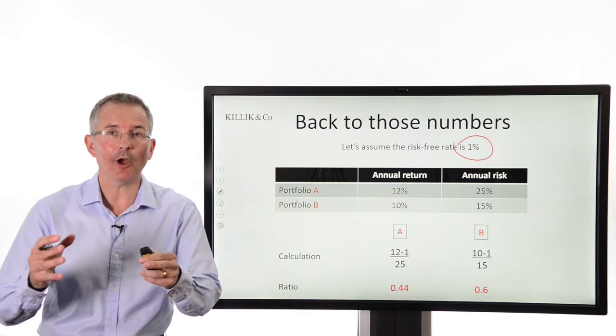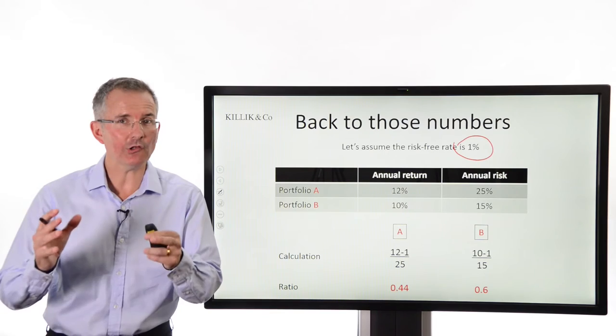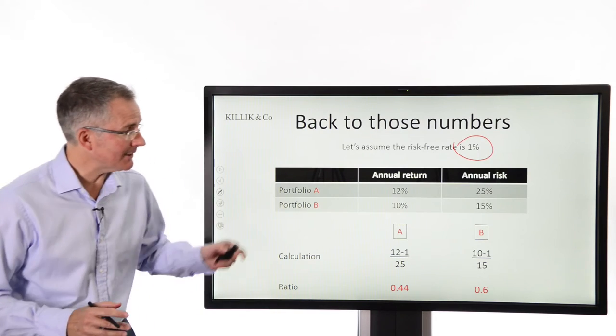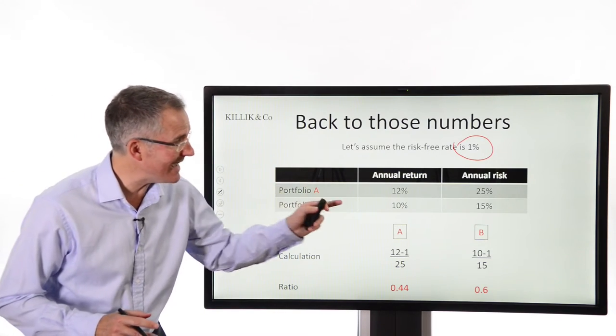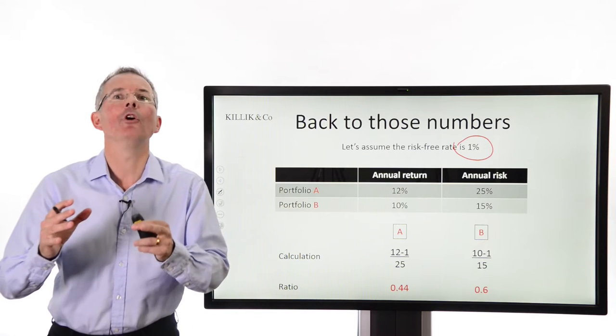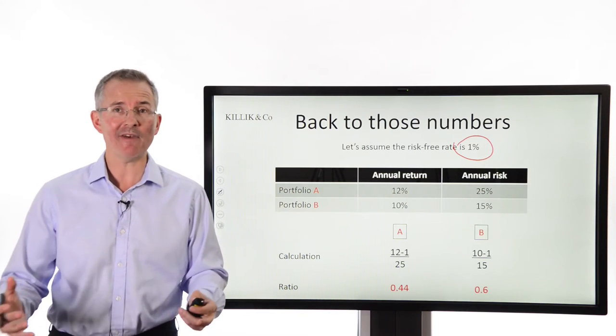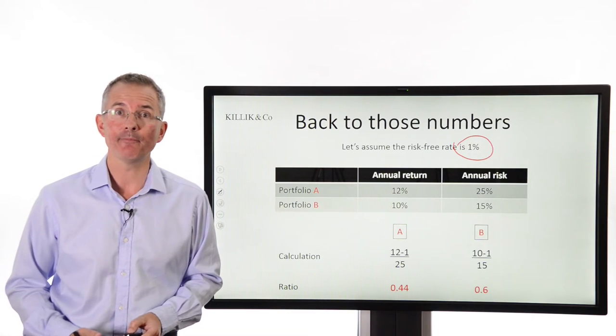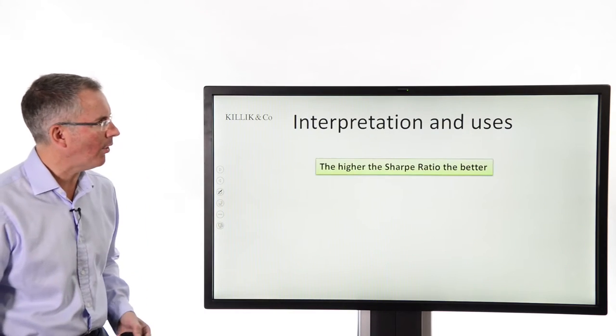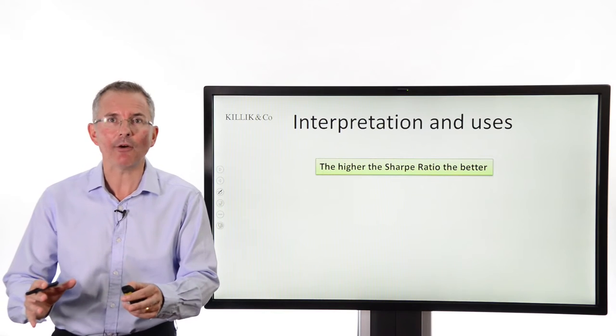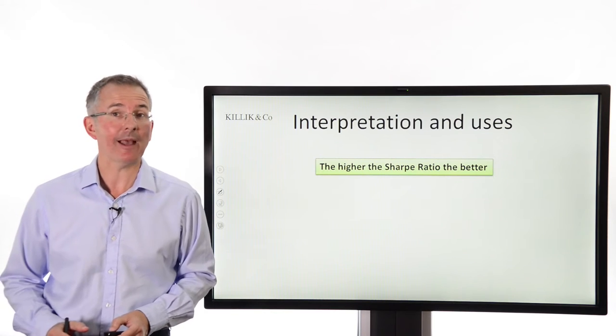So how do you interpret that? One way to look at it is a high Sharpe ratio is better because it suggests that from Portfolio B, in fact, you are squeezing out more return per unit of risk, if you want to see it that way. As an investor, why wouldn't you want that? So what are we going to use this thing for? Well, we're saying as a blunt comparison, a higher Sharpe ratio is better than a low one.